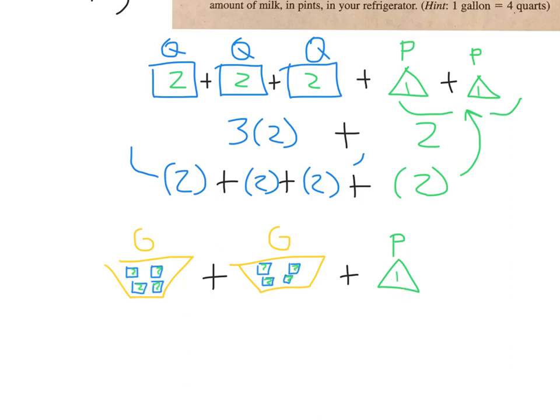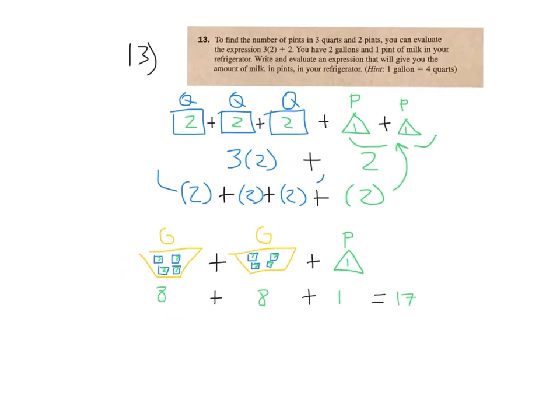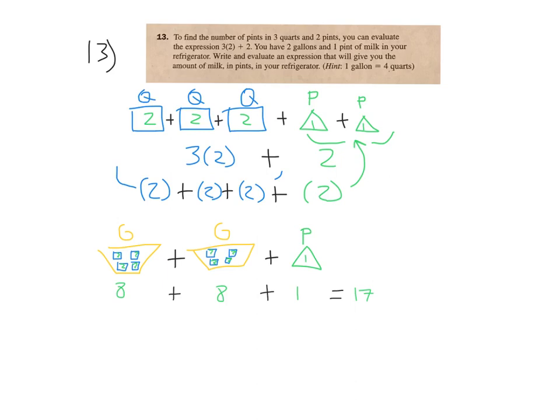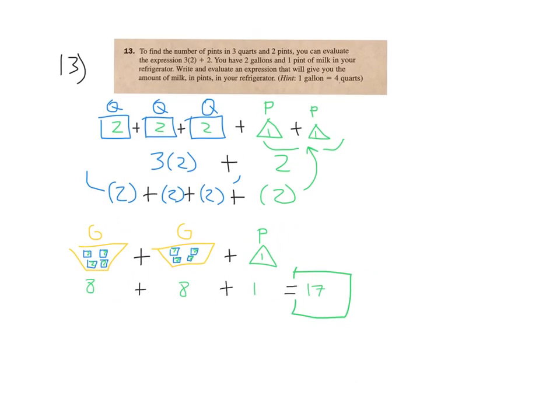So it's going to be 4 times 2, which is 8 pints, plus 4 times 2, which is another 8 pints, plus the extra 1 pint. And that will give us 8 plus 8 plus 1 is 17. Now, if you were to do that through pure algebra instead of the visual approach, all right, I'll just circle. That is the answer.